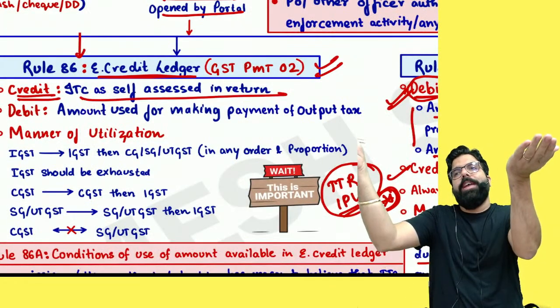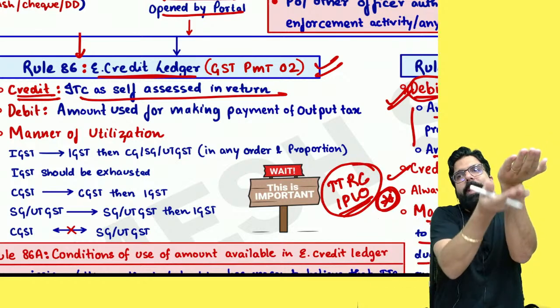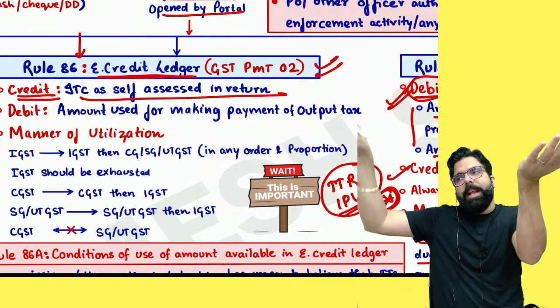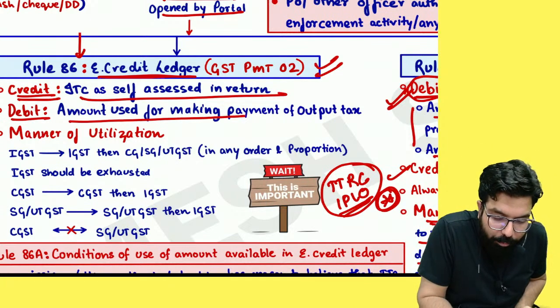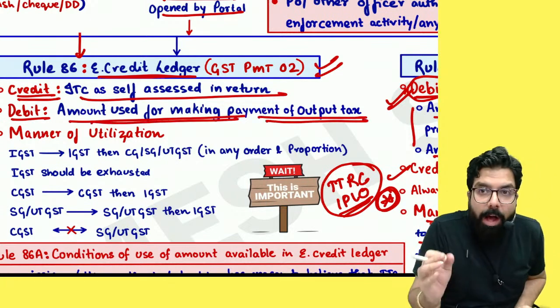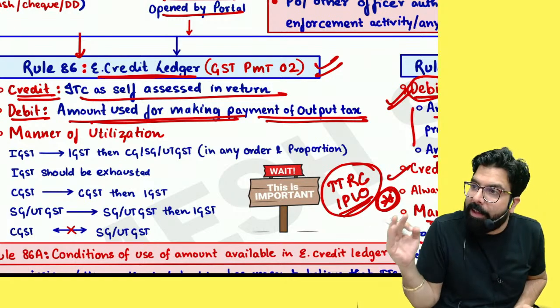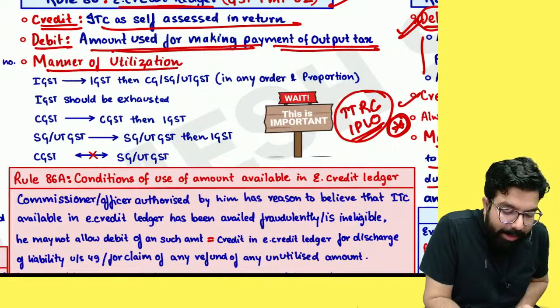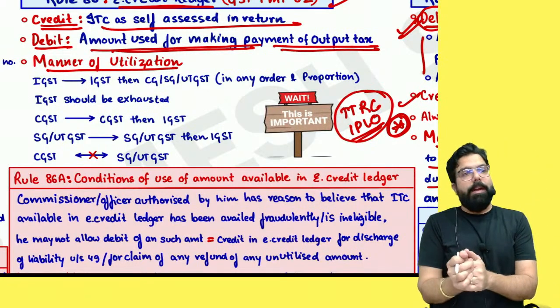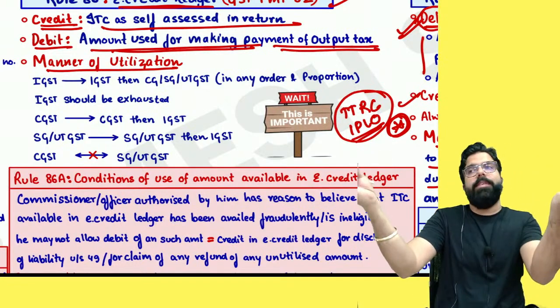What will you do with your e-credit ledger, everyone? Use it to pay your output tax liability. The e-credit ledger you will always use to pay your output tax liability. The amount will be used for making the payment of what, everyone? Output tax.